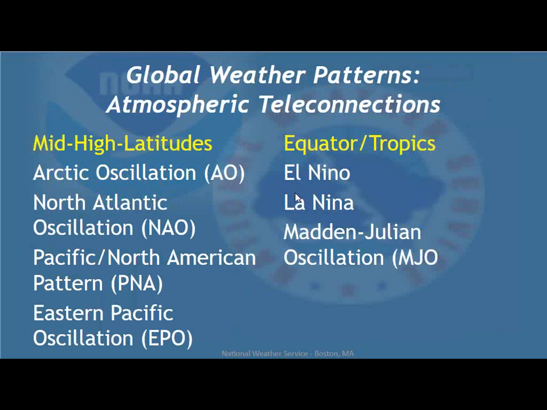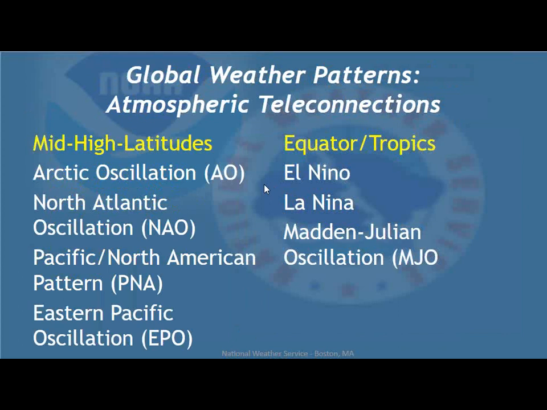So these teleconnections have names associated with them. Some of them you may have heard before. I'm sure most people have heard of El Nino and maybe La Nina. And these teleconnections describe variations in the large-scale flow in both the mid to high latitudes and in the tropics.